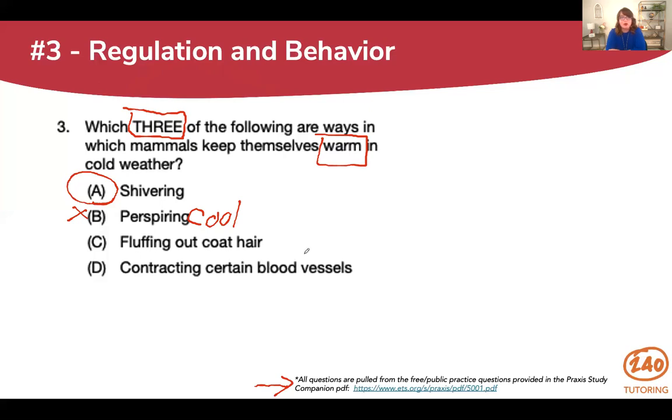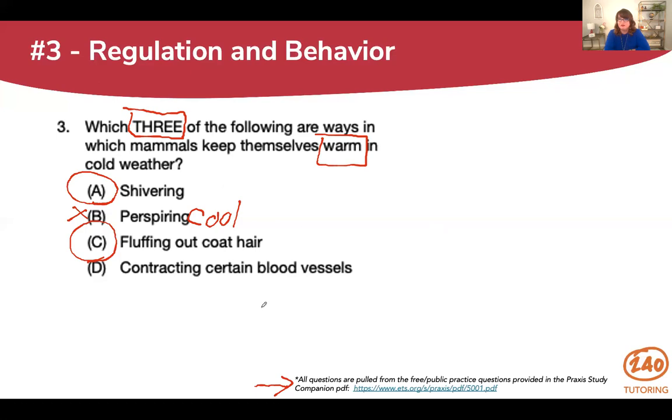Fluffing out coat hair. So as an organism fluffs out that coat hair, a dog's coat hair for example, that actually creates insulation. And insulation holds heat in. So that fur acts as an insulator on that mammal and helps to hold the heat in. Same way as putting on an insulating wool coat over you. It holds your body heat in. So this would be something a mammal would do to stay warm in cold weather.